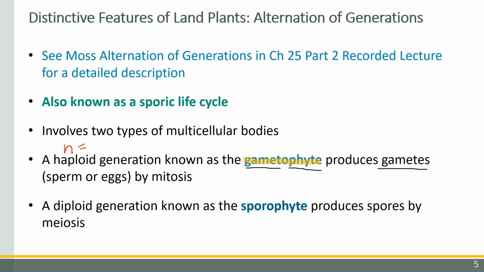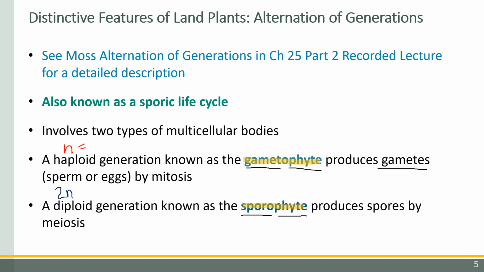The other multicellular body type is called the diploid generation. For diploid, we indicate this as 2N. And this means that we have two copies of all of our chromosome types. The diploid generation is called the sporophyte. So the sporophyte is the plant version that produces the spores. So it is the spore plant.